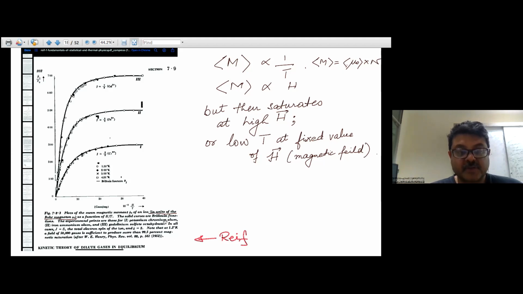One sample is potassium chromium alum, which is this. The second sample is iron ammonium alum, which is this, and the third being gadolinium sulfate octahydrate, which corresponds to this. And what is important is they have magnetic moments on each atom or molecule, as the case may be, and they have different values. So when I'm talking about magnetic moment, I'm really talking about the magnetic moment per atom or per unit of lattice site. And that essentially is related to the spin of the system.